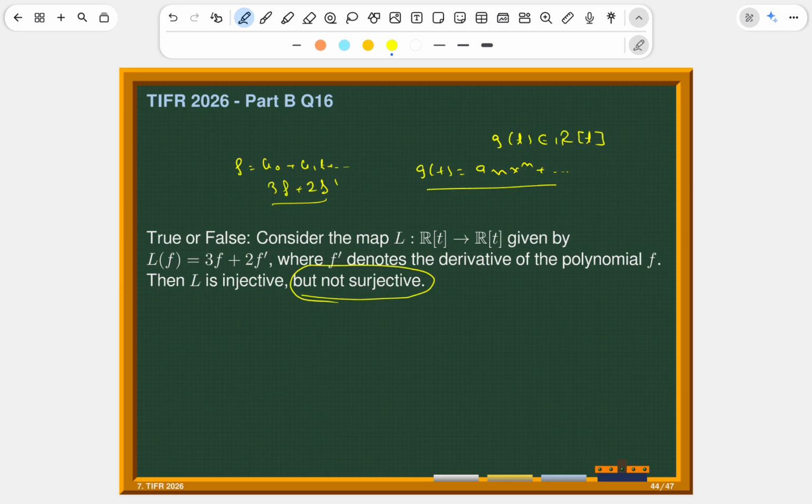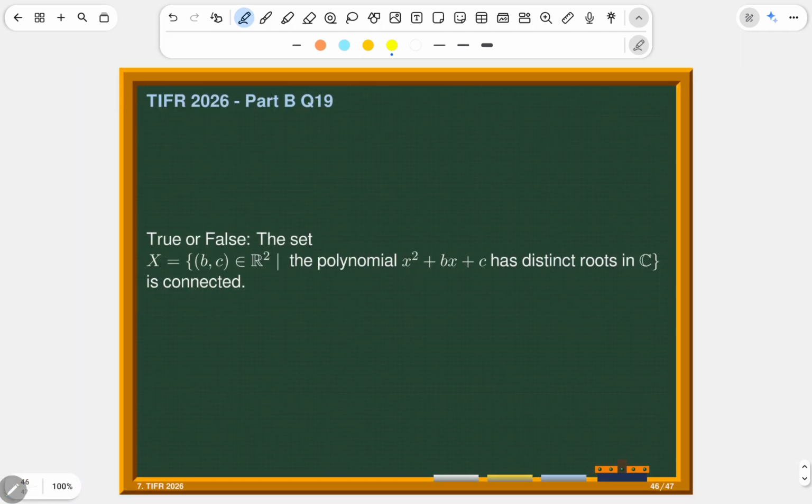So it has to be surjective, obviously. So this is a very easy exercise. You can try it on your own. Without wasting our time, let us move on to the next question.